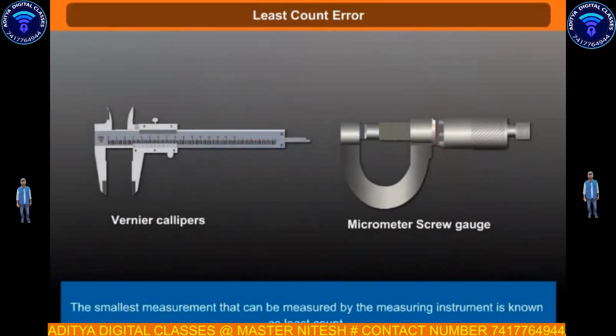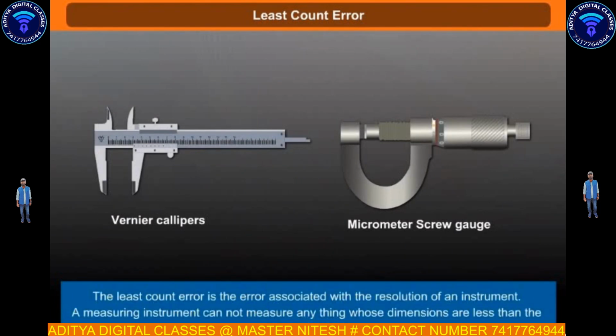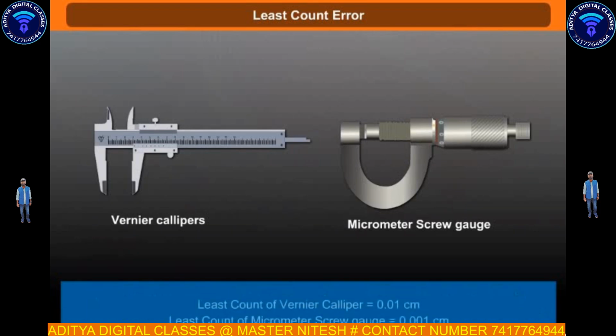The smallest measurement that can be measured by the measuring instrument is known as least count. The least count error is the error associated with the resolution of an instrument. A measuring instrument cannot measure anything whose dimensions are less than the magnitude of the least count. Least count of a vernier caliper is 0.01 centimeter. Least count of a micrometer screw gauge is 0.001 centimeter.